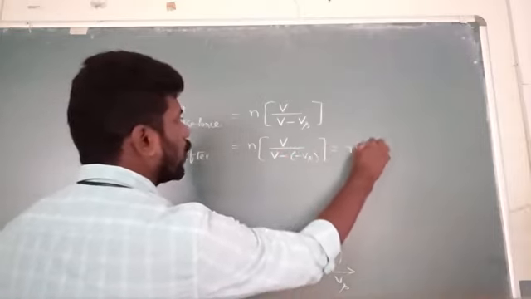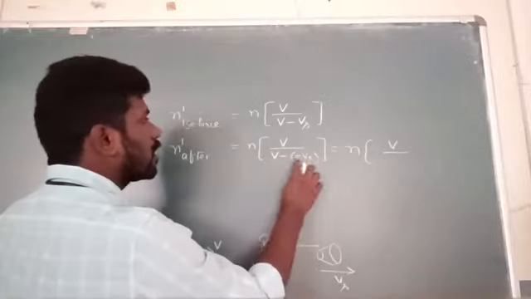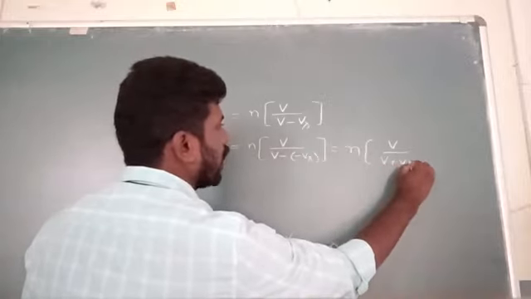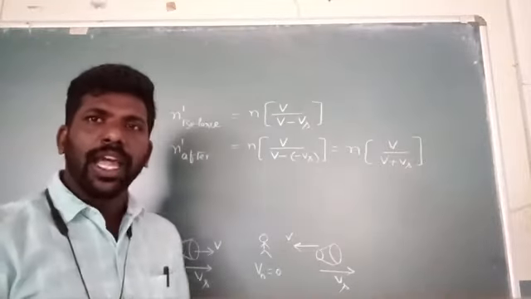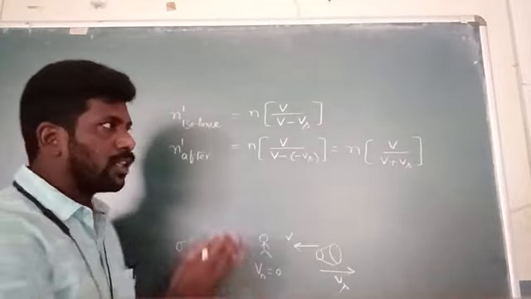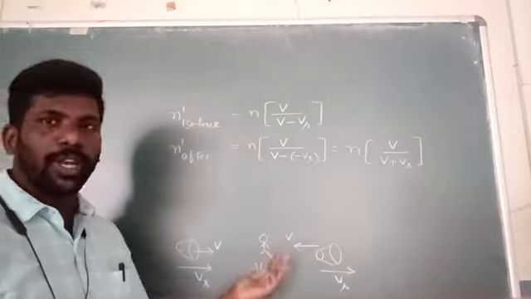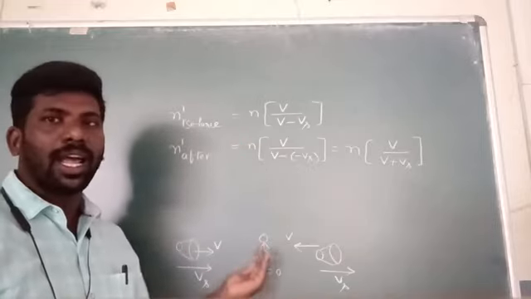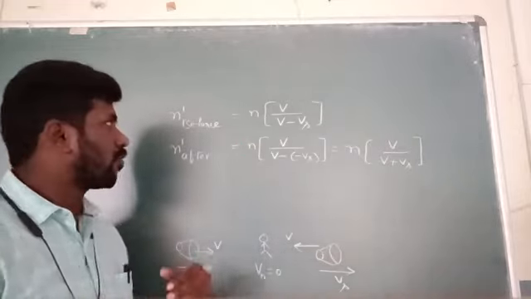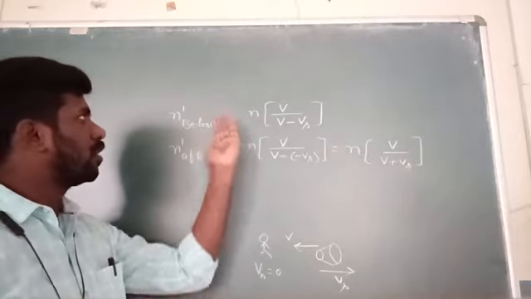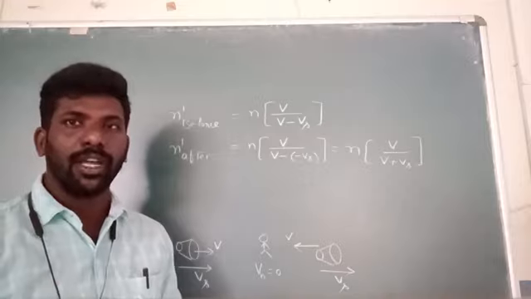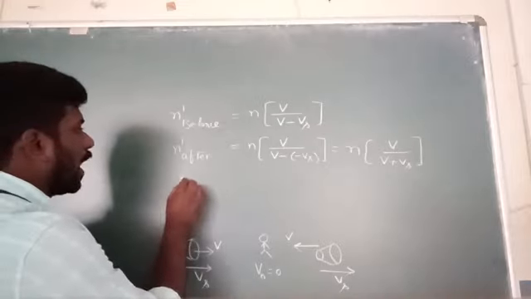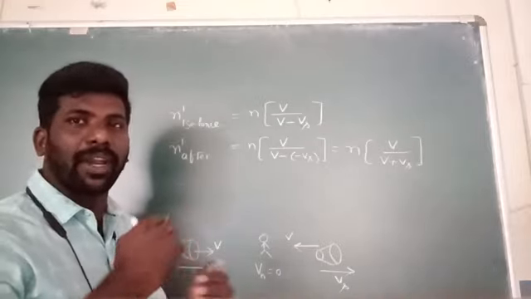Then N into V by V minus into minus, plus, V plus Vs. This is N dash after. These are the apparent frequencies: the source moving towards the observer and the source moving away from the observer. Based on this, we learn the change in apparent frequency.